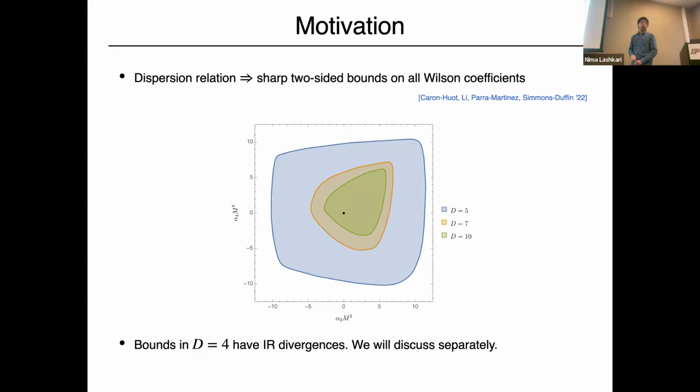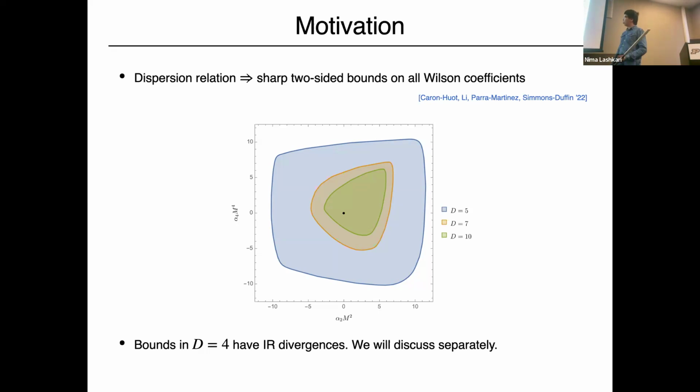of your low energy EFT. So here I'm showing just one example from this paper where again they proved bounds on alpha 2 and alpha 4, same as what Kemp did, and you see that you can just obtain a sharp prediction of the allowed region of the values of alpha 2 and alpha 4, and different colors mean different space-time dimension.